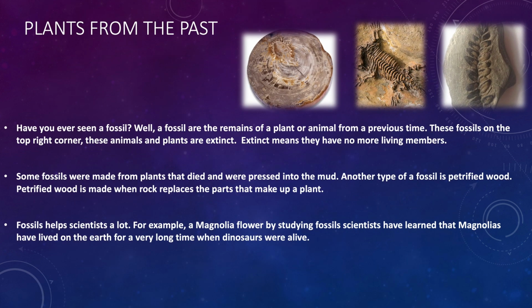Plants from the past. Have you ever seen a fossil? Well, a fossil is the remains of a plant or animal from previous times. These fossils on the top right corner, these animals and plants are extinct. Extinct means they have no more living members in their group. Some fossils were made from plants that died and were pressed into the mud. Another type of fossil is petrified wood. Petrified wood is made when rock replaces the parts that make up a plant.